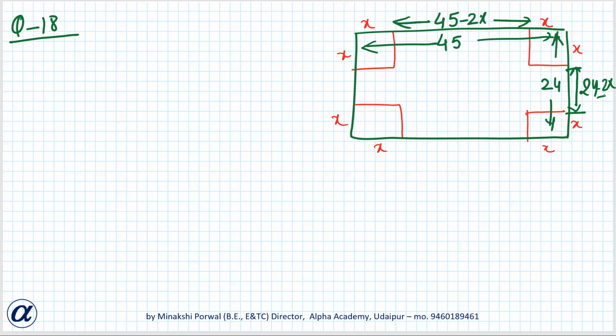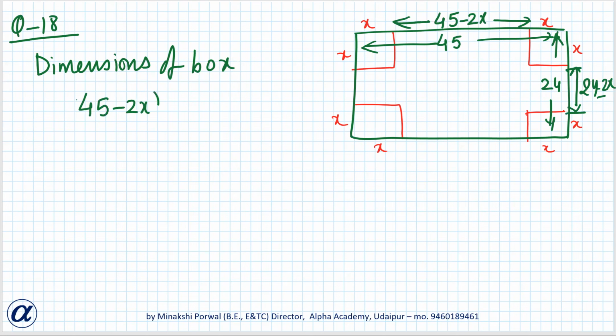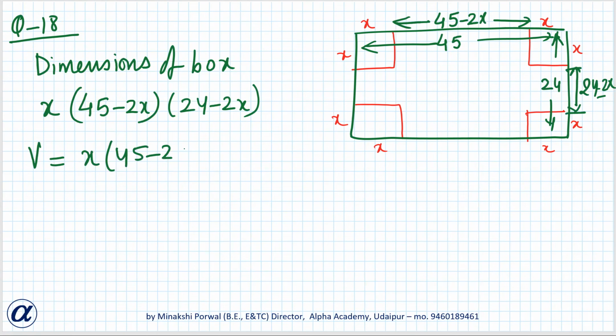Now, if we talk about the dimensions of the box, what will it be? Height is x, length is 45 minus 2x and breadth is 24 minus 2x. Okay, good. So these are the dimensions of the box. So volume will be equal to the product of all three. Now, we have to maximize it.